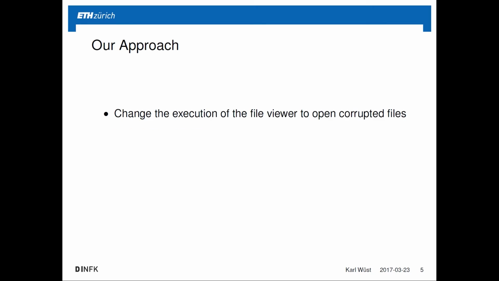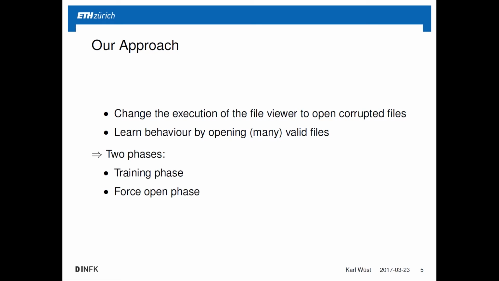And our approach differs a bit from previous approaches in that we don't actually change the data of the file, but instead we modify the execution of the file viewer when we want to open a corrupted file. And we learn the behavior that we want to enforce by opening a lot of valid files and seeing how the file viewer behaves when opening these valid files. And so our tool works in two phases basically. We first have the training phase in which we learn the behavior, and then we have the force open phase in which we force the file viewer to actually open the corrupted file.